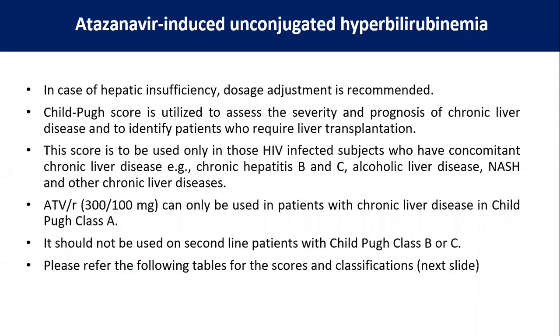Atazanavir-induced unconjugated hyperbilirubinemia. In case of hepatic insufficiency, the dose should be adjusted. In case of Child-Pugh A, we can continue atazanavir, but for Child-Pugh B and C, we should not continue atazanavir. In case of alcoholic liver disease, NASH, and other chronic liver diseases, we should avoid atazanavir. Atazanavir 300/100 milligram can only be used in patients with chronic liver disease in Child-Pugh class A. It should not be used in second-line patients with Child-Pugh class B or C.